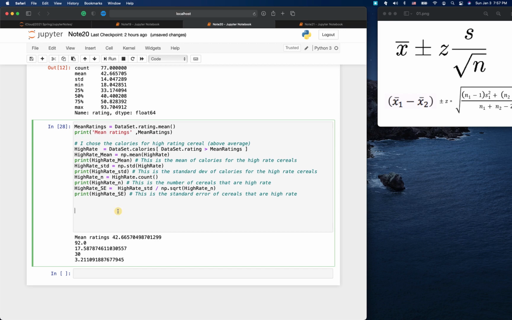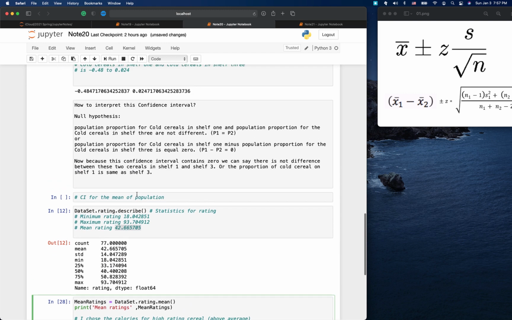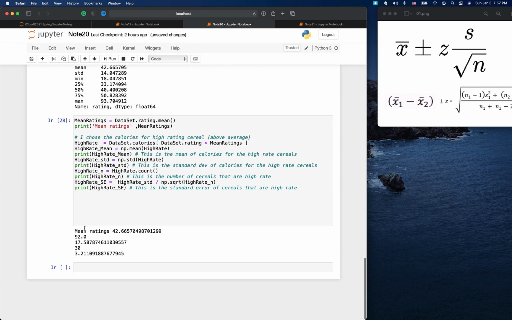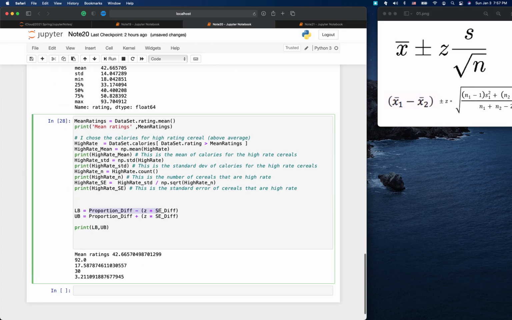What else? Now I'm going to find the lower and upper bound. I want to copy this and bring it here. We don't need the proportion because we are talking about the mean. Okay, so now I'm going to look at this.